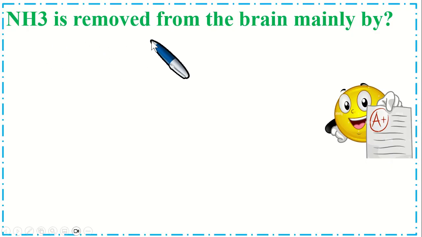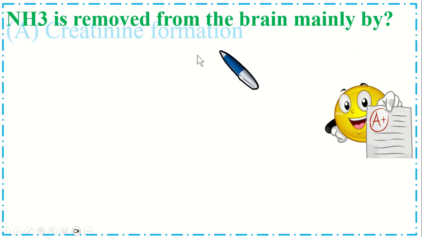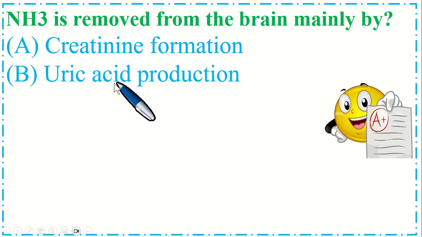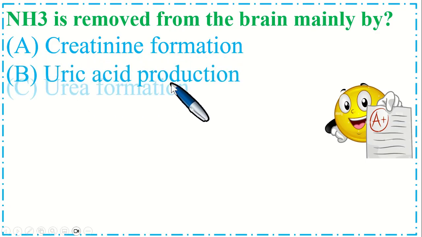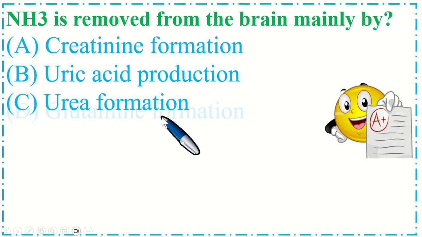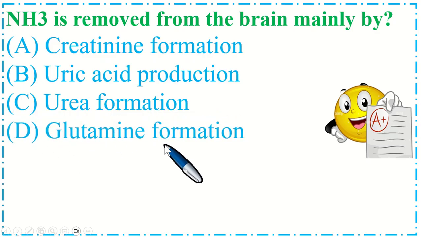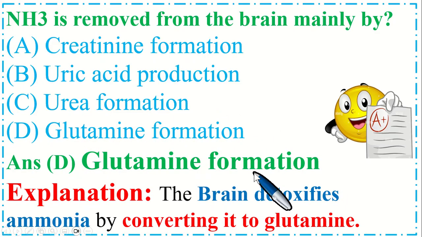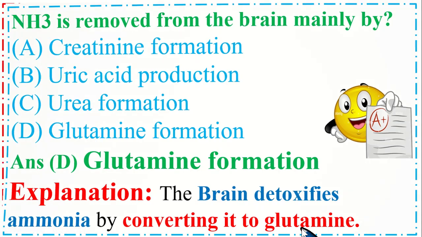NH3 is removed from the brain mainly by option A creatinine formation, B uric acid production, C urea formation and option D glutamine formation. So the correct option is D glutamine formation. The brain detoxifies ammonia by converting it to glutamine.